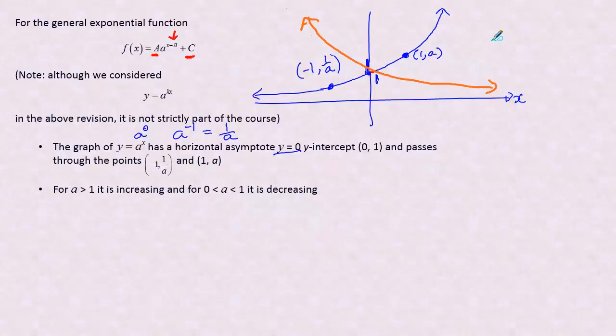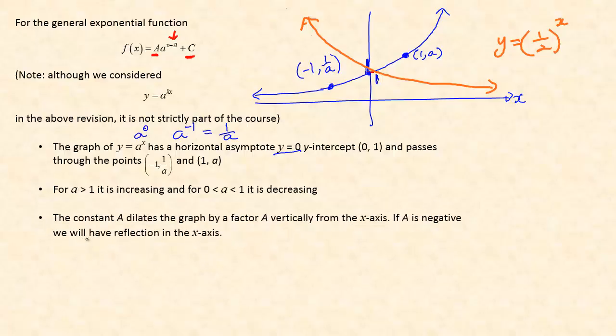Now, it's easy to see how this works if you just think about something like y is equal to a half to the power x. If you just try a few values of that, it will become apparent. The constant a dilates the graph by a factor of a vertically from the x-axis. If a is negative, we have reflection in the x-axis as well. We're used to that, so we're talking about a scale factor dilation a.